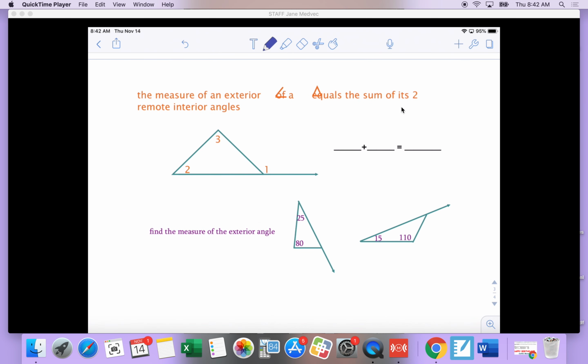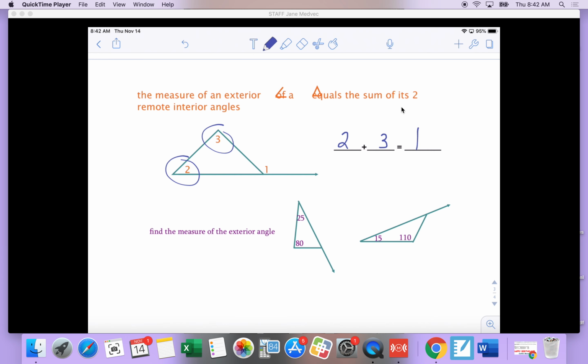Let's keep going. The measure of the exterior angle of a triangle equals the sum of the two remote interior angles. This is what it says. So the exterior angle in this example is 1. And what this theorem says is that if I take the two remote interior angles and add them together, they equal angle 1. Now, if you think about it, it makes sense.